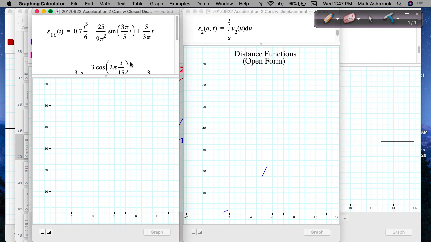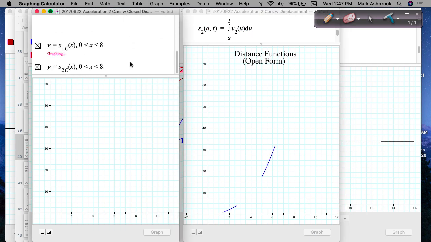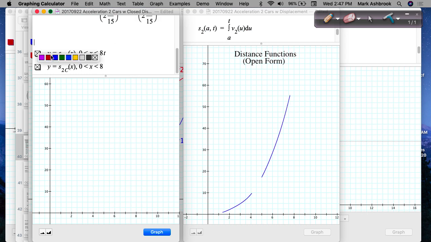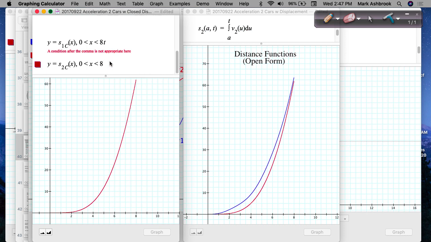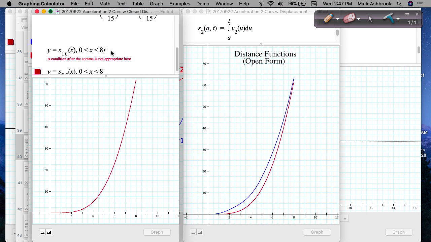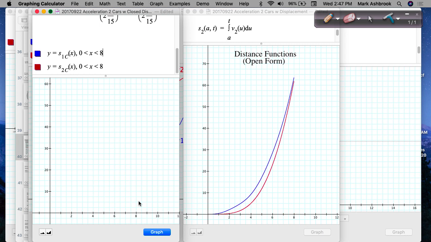But over here, look at this. Now I'm going to graph those same functions that were given in closed form. Keep your eyes open. Don't blink. Ready? Watch. The other one's not turned on. What happened? Oh, I forgot to do the t. Try it again. Ready? Watch. Don't miss it.